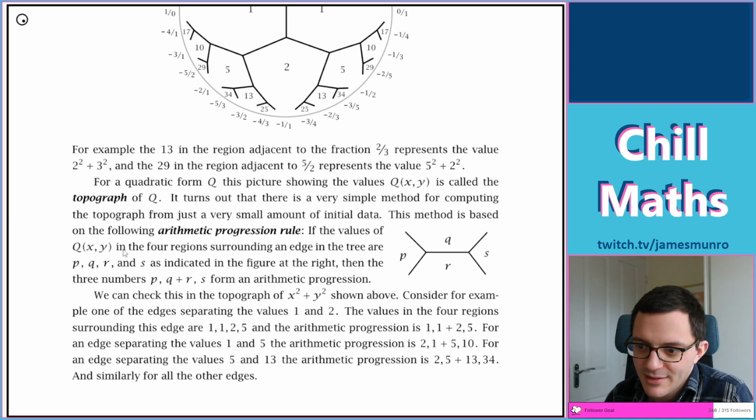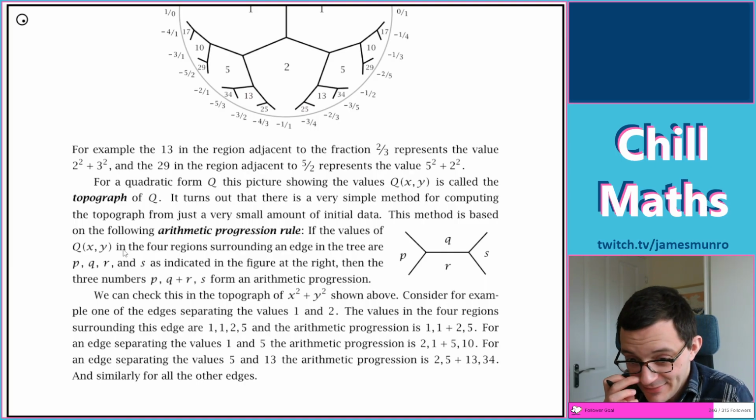Anyway, this is called the topograph of Q. It turns out there's a very simple method for computing the topograph from just a very small amount of initial data. It's called the arithmetic progression rule. Here are some regions.